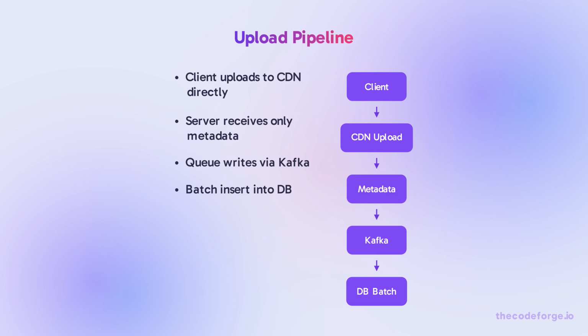When a user uploads a photo, the client sends it directly to a content delivery network upload endpoint, not your server. The content delivery network returns a URL, and your server receives only metadata. This offloads bandwidth. The bottleneck is the database write, so we buffer writes with Kafka and batch them into the database.